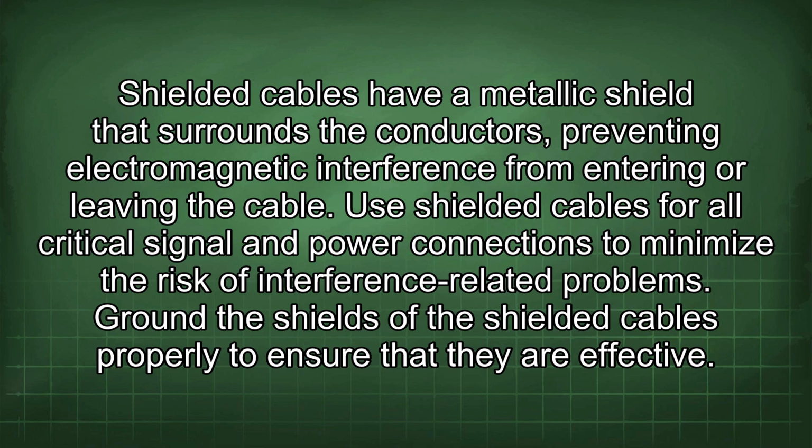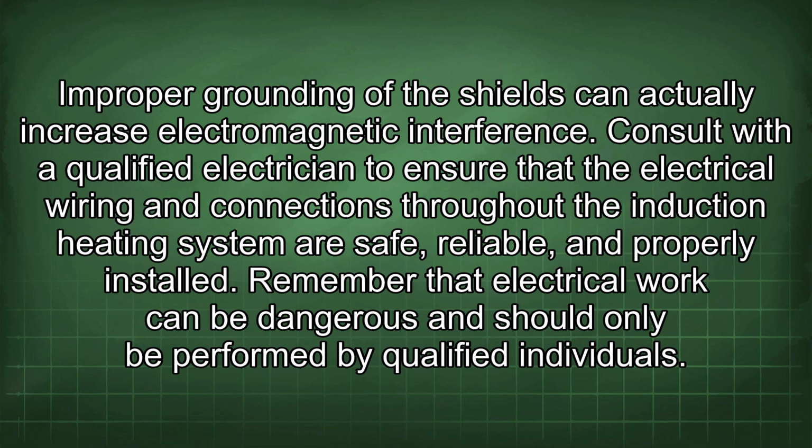Shielded cables have a metallic shield that surrounds the conductors, preventing electromagnetic interference from entering or leaving the cable. Use shielded cables for all critical signal and power connections to minimize the risk of interference-related problems. Ground the shields of the shielded cables properly to ensure that they are effective. Improper grounding of the shields can actually increase electromagnetic interference.